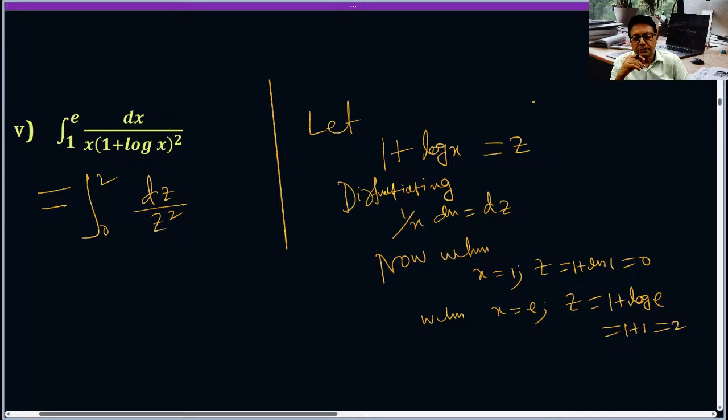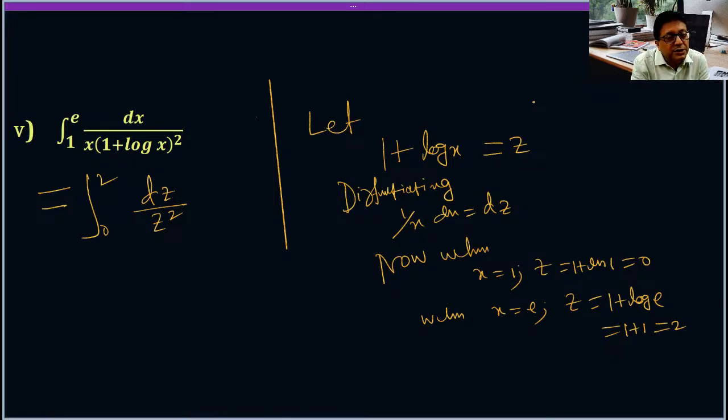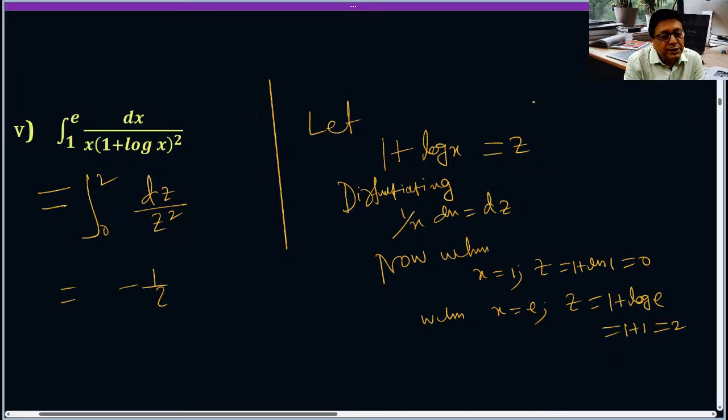Alright. dz by z square, and the limit of integration 0 to 2. All of you know this. Log 1 is what? 0, and log e is 1. That's why 1 plus 1 in the second case is changed to 2. Now this integration you know. It is minus 1 by z.